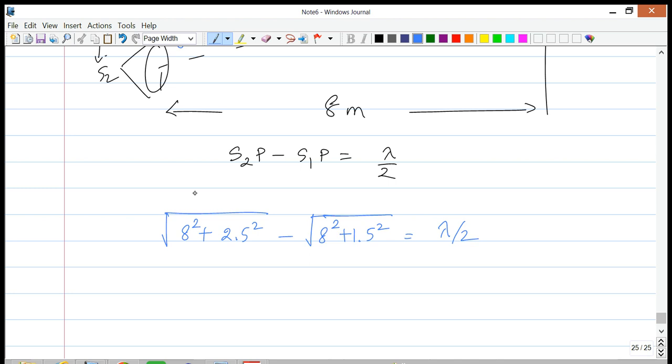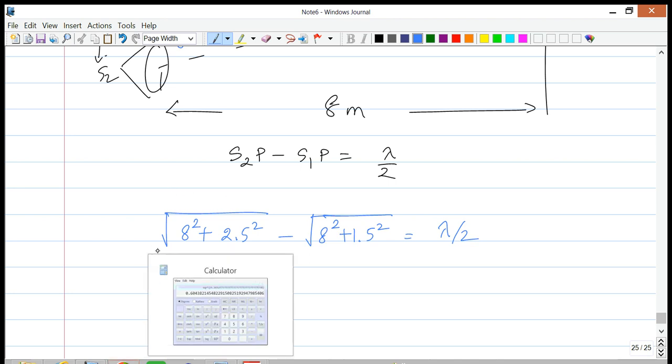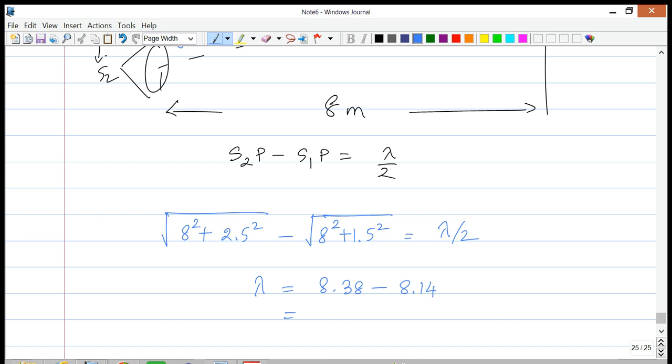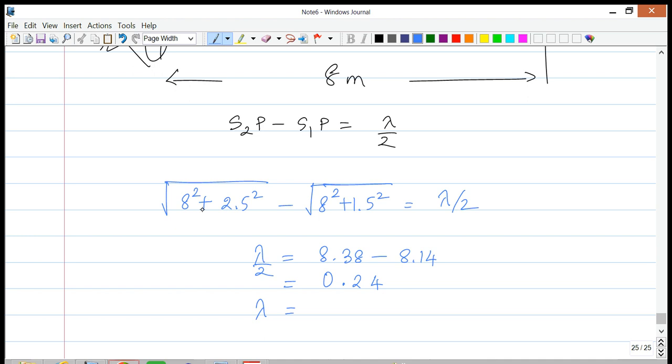Once you calculate the two lengths, you can find lambda easily, and what you end up getting is that lambda over 2 is equal to 8.38 minus 8.14, and the difference is equal to 0.24, and so lambda happens to be equal to 0.48 meters. So this gives you lambda.